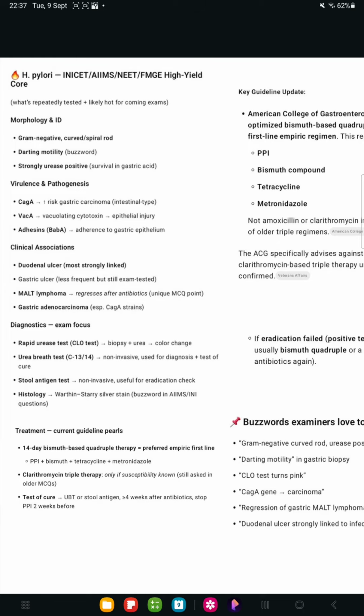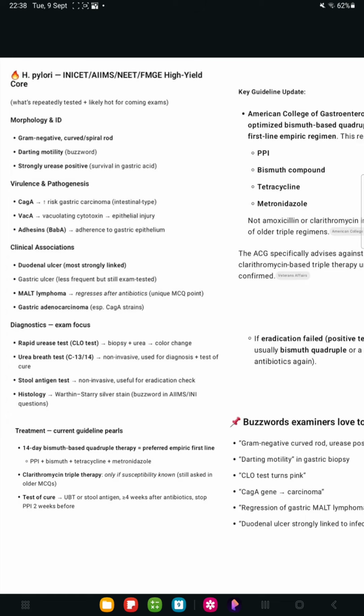So that is the rapid urease test, that is the CLO test, where we do a biopsy and test it with urea, and there is a color change, pink color, you see. And urea breath test, that is C13/C14. First thing, it is non-invasive, and it is used for the diagnosis as well as test of cure. Like after completing the antibiotics, we do this test of cure to know if there is eradication or not. And stool antigen test, again it is non-invasive, used for eradication check.